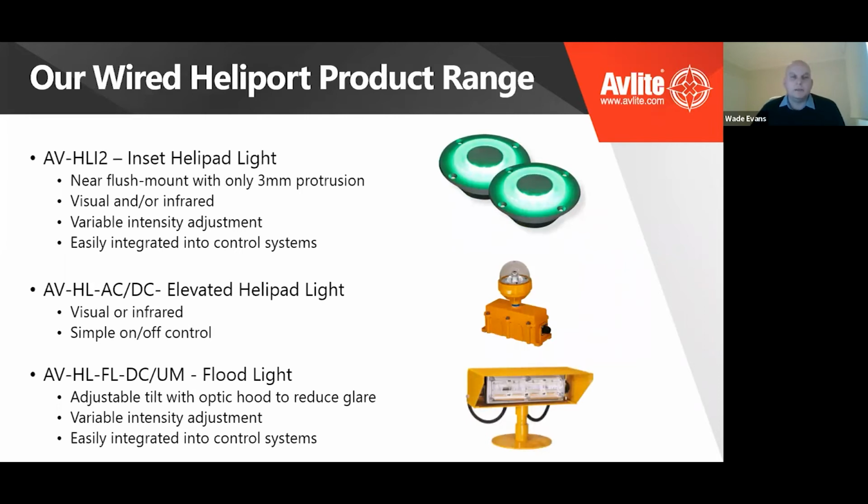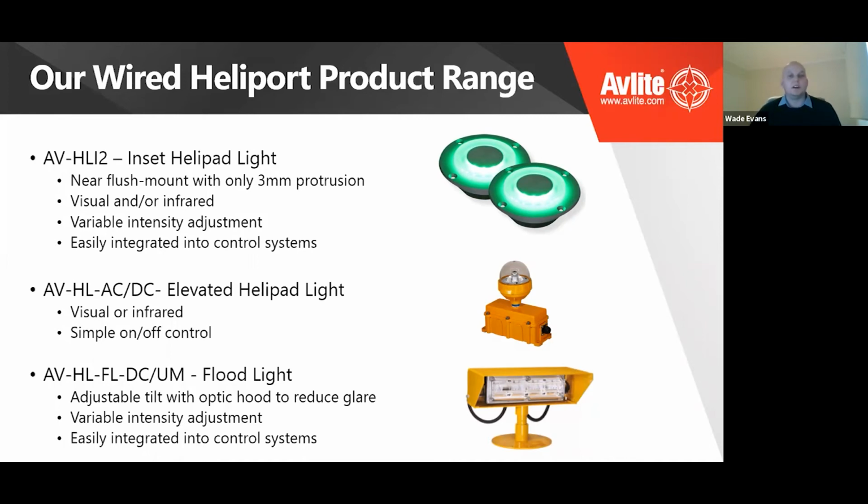So when it comes to wired, ultimately what's leading the way these days, especially with market trends, is our inset helipad light. It's a near flush mount system with only about 3mm protrusion. So it's technically a semi-flush fixture. And that's required in order to meet a lot of the standards. So you can't have a fully flush fixture and still be able to meet the ICAO needs, hence why it's a near flush mount.